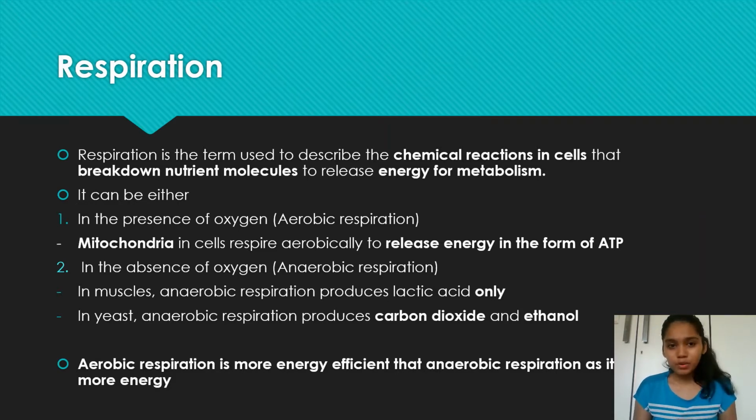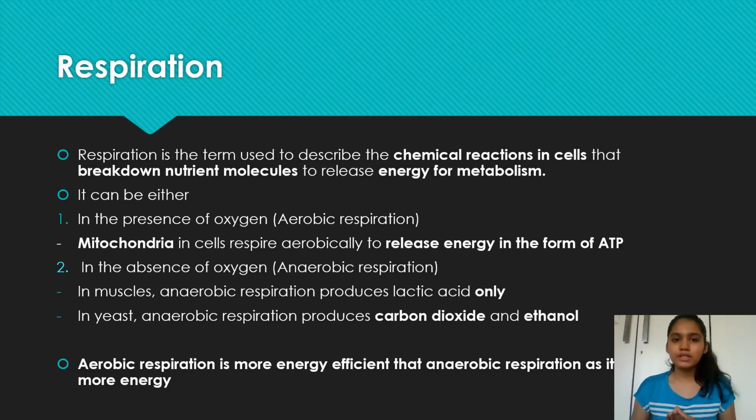Also in chemistry, when they ask you to define respiration, "in cells" is a crucial part of the answer. I can't tell you how many times I haven't included it and then lost a mark. So just include it, it's very important. So that was aerobic respiration.